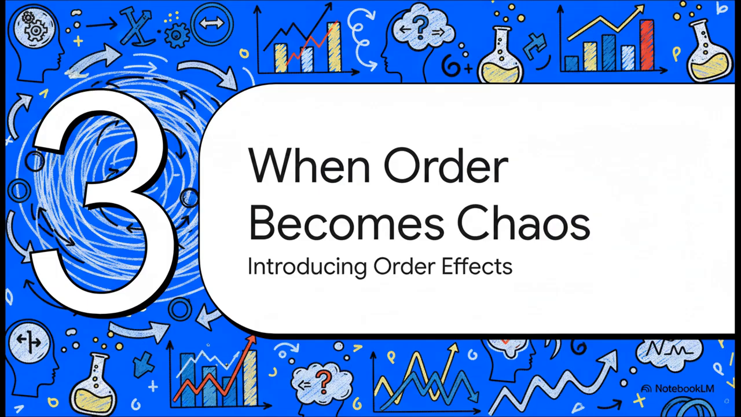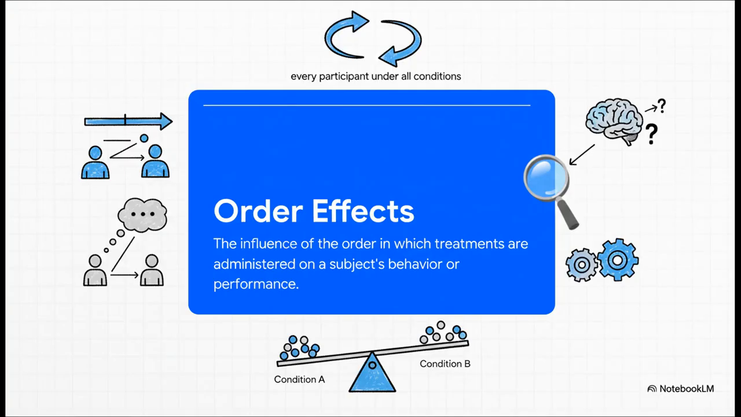Meet order effects. So what's an order effect? It's exactly what it sounds like. It's when the order you do things in starts messing with your results. Suddenly, it's not just the task that's affecting you, but the sequence of the tasks. And that is a huge, huge problem for a researcher. It introduces this contaminating element, a confounding variable is the technical term, and it can basically make your entire experiment's results totally useless.